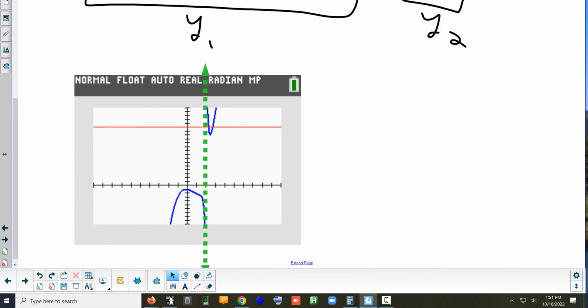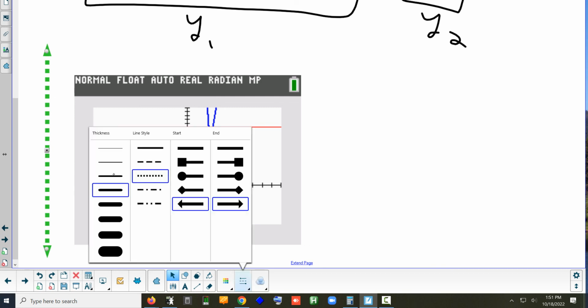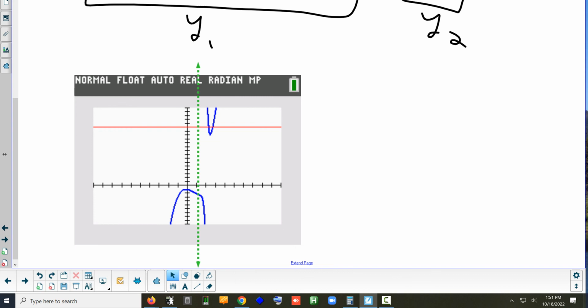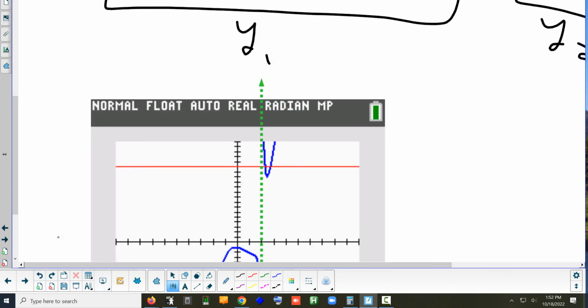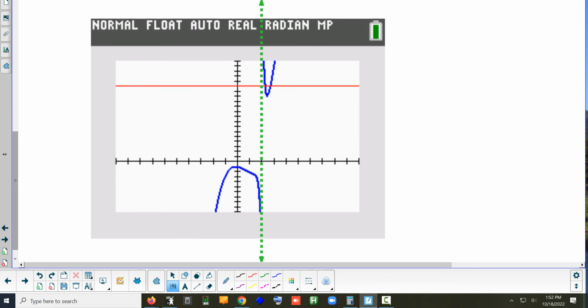And if I put that in right there, I'll make it a little thinner. So there's my vertical asymptote. Will my graph ever touch that dotted green line? No, we'll never touch it. So the question is, where are we above the red line? Well, are we ever above the red line down there? No. So we don't have to worry about that part at all. Are we ever above the red line anywhere else? Yes. There are 2 separate pieces at the top where we are above the red line.